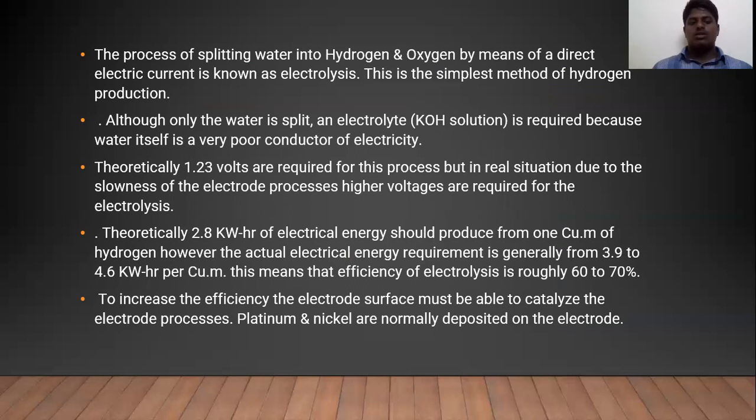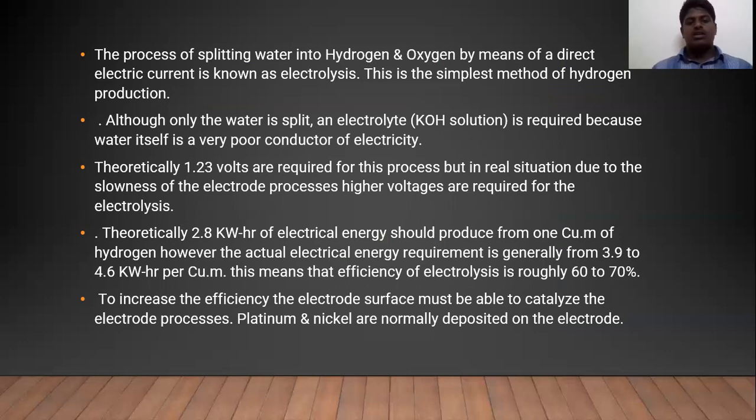Only the water is split, and an electrolyte is required because water itself is a very poor conductor of electricity. Theoretically, 1.23 volts are required for this process, but in a real situation, due to the slowness of the electrode process, higher voltages are required for the electrolysis.